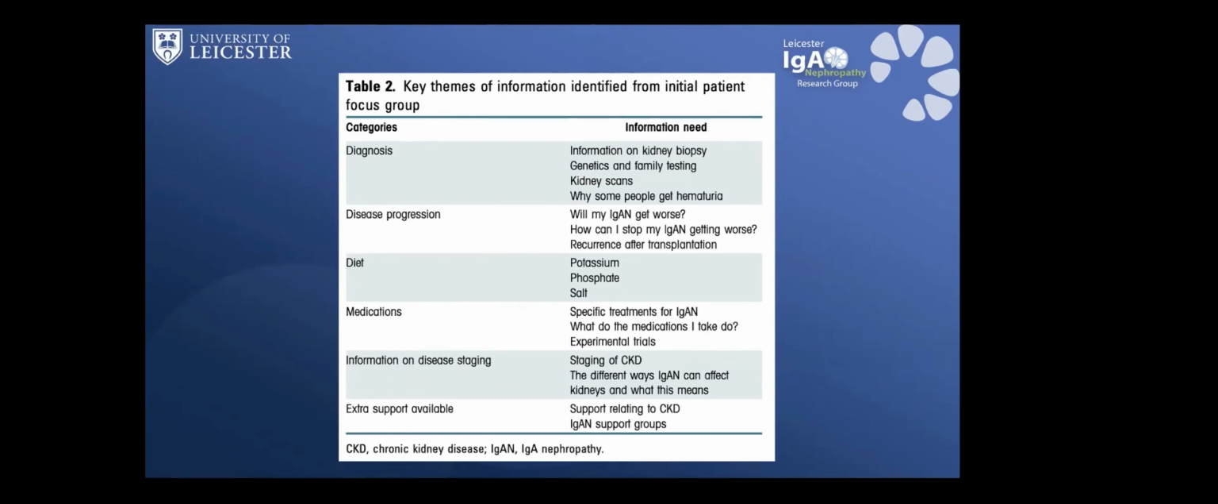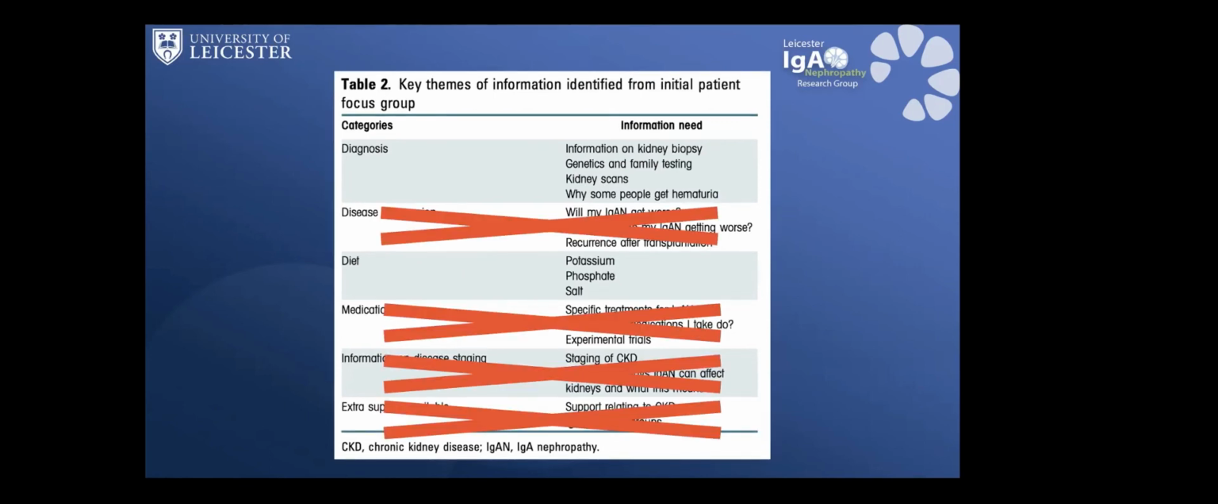This is how they did compared to what we found from the social media analysis. They got most things wrong. So patients were interested a bit in diagnosis and they were interested a bit in disease, but there was very little from that social media analysis about disease progression, medications, information on staging, or extra support.